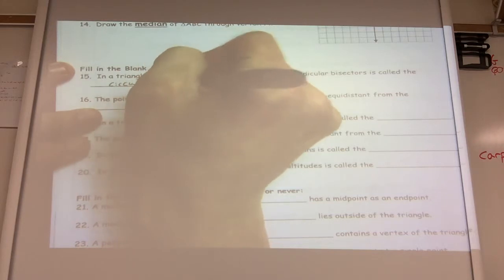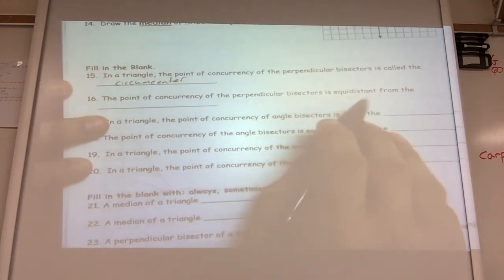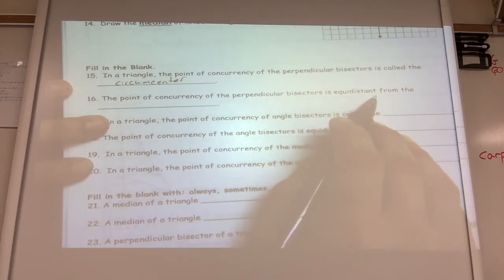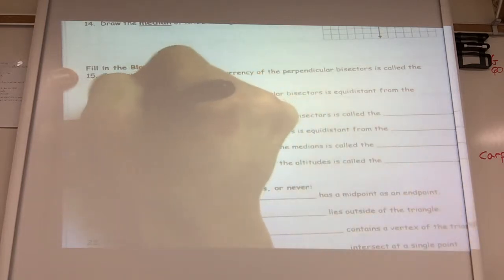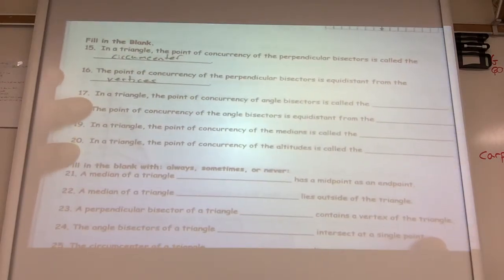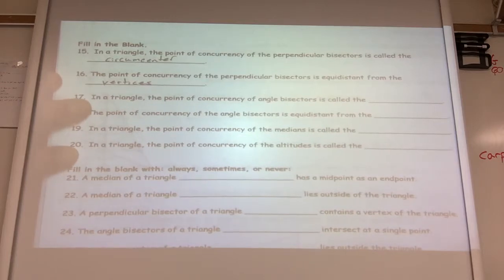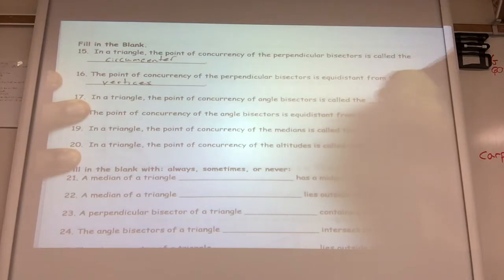Circumcenter. The point of concurrency for perpendicular bisectors is equidistant from vertices. Good. Some people are getting this stuff. It's a bunch of vocabulary. All right. In a triangle, the point of concurrency of the angle bisectors is called what? Incenter.